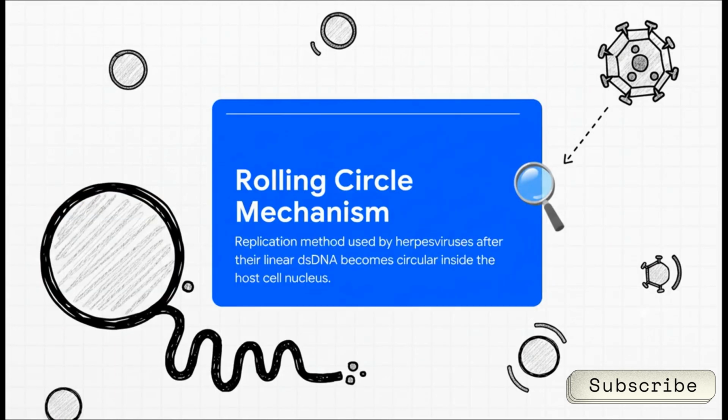Okay, now here is a critical point for your exams. How does this virus actually replicate? Remember that linear DNA in the core? Well, once it gets inside our cell's nucleus, it does something really clever. It forms a circle. And from there, it uses a very specific method to make copies of itself, called the rolling circle mechanism. You have got to remember that name, rolling circle mechanism. It is a classic exam question.